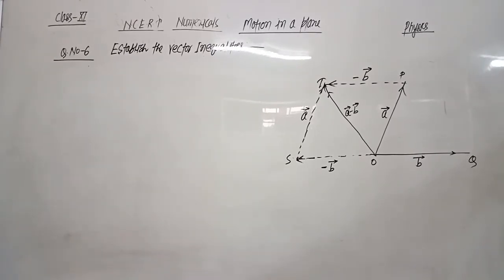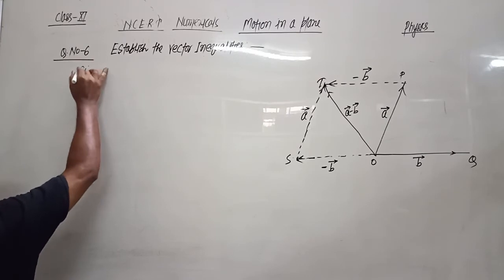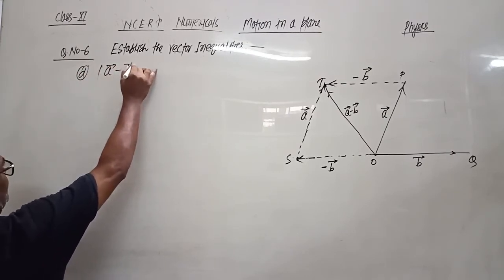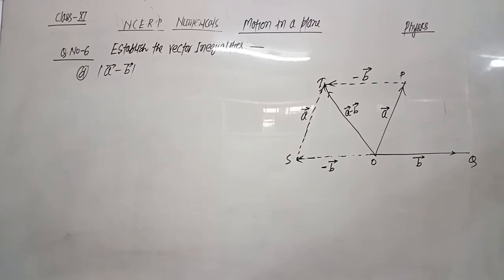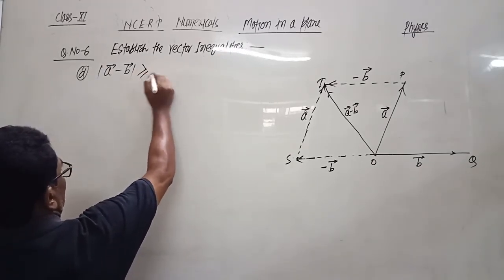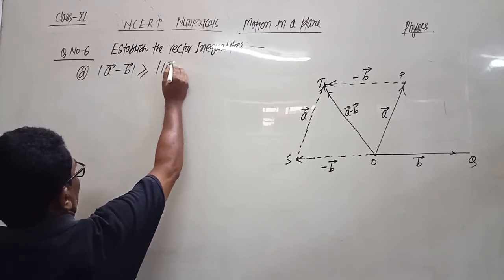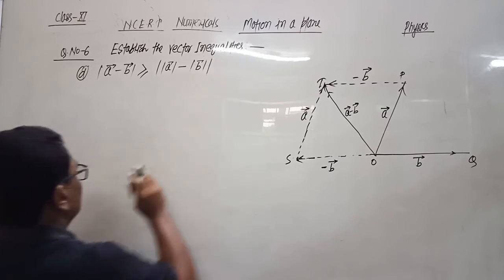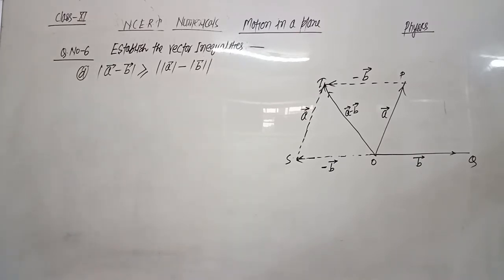Part D of this question. Magnitude of A minus B. Magnitude of vector A minus vector B is greater than or equal to magnitude of A minus magnitude of B. This relation we have to establish.